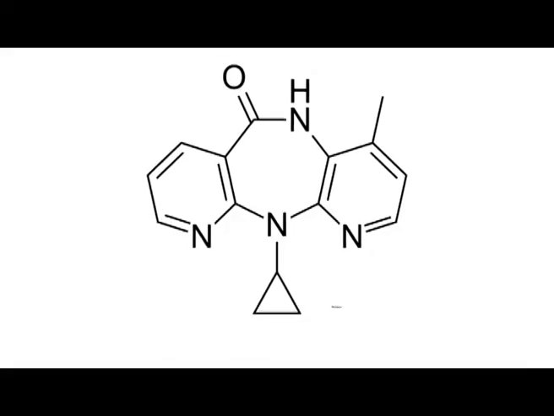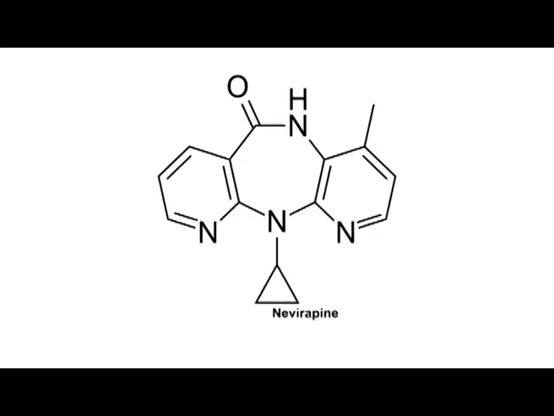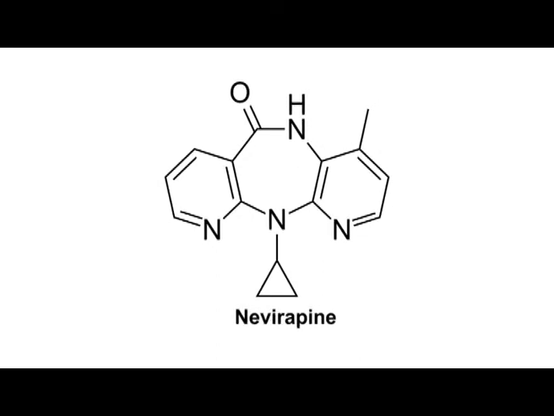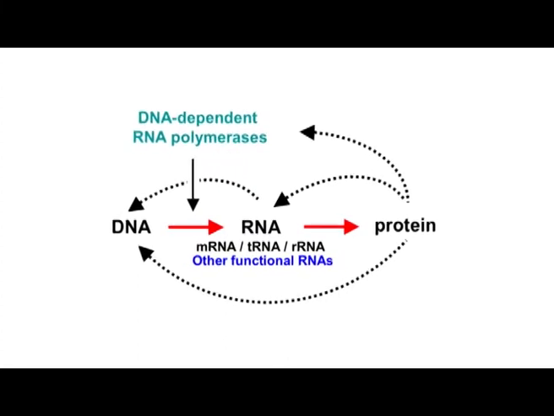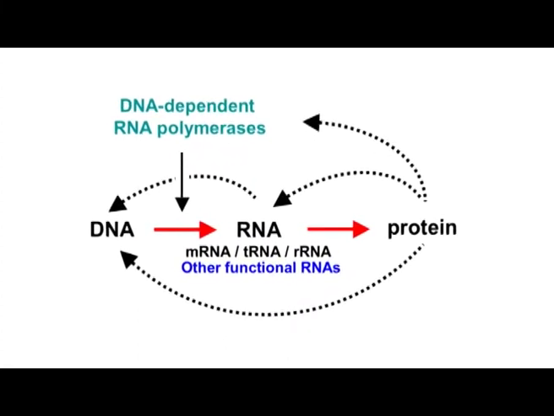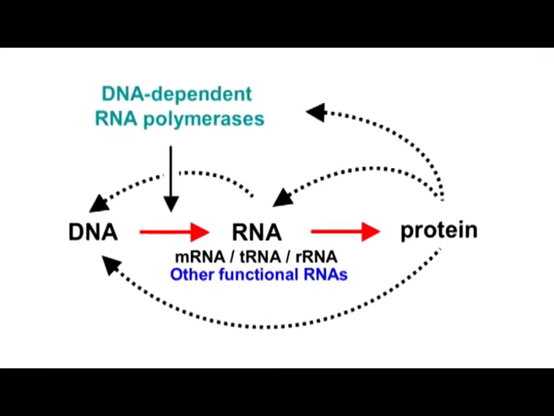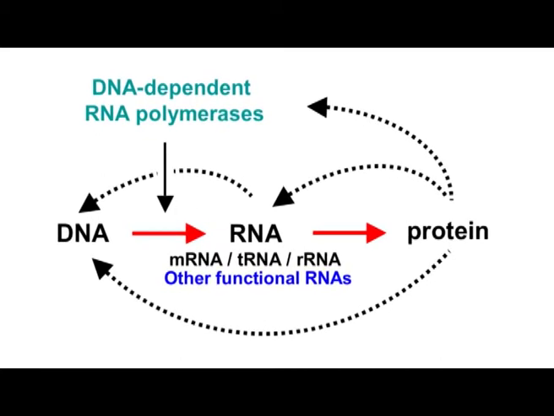Nevirapine. Nevirapine is a dipyridodiazepinone derivative that binds directly to reverse transcriptase and inhibits it. It blocks RNA and DNA dependent polymerase activity by causing disruption of the catalytic site of the enzyme.